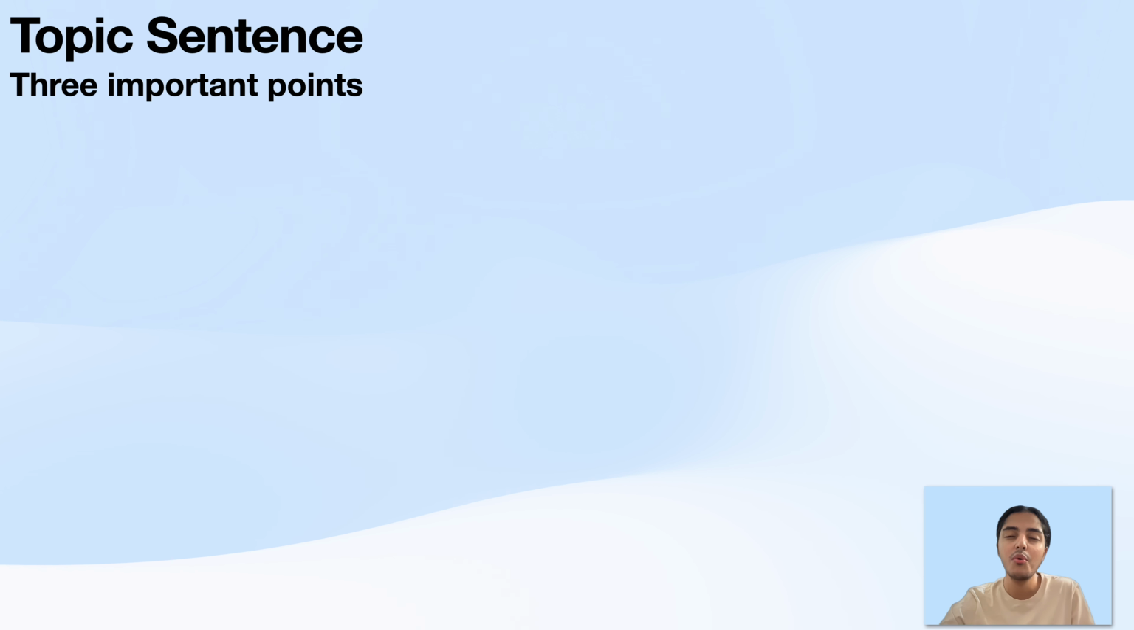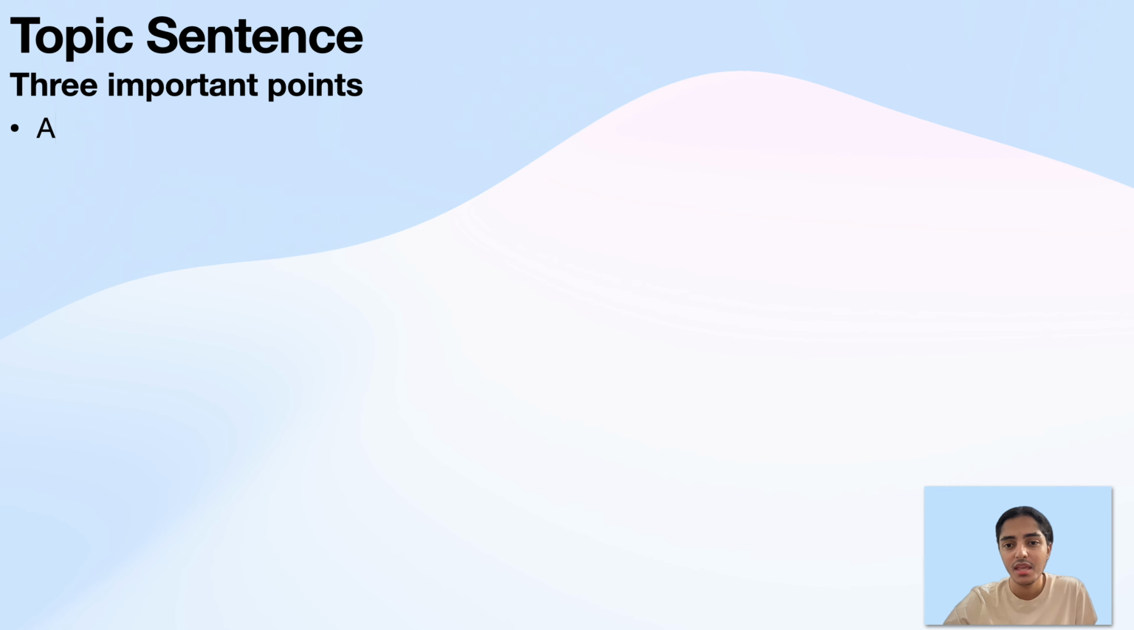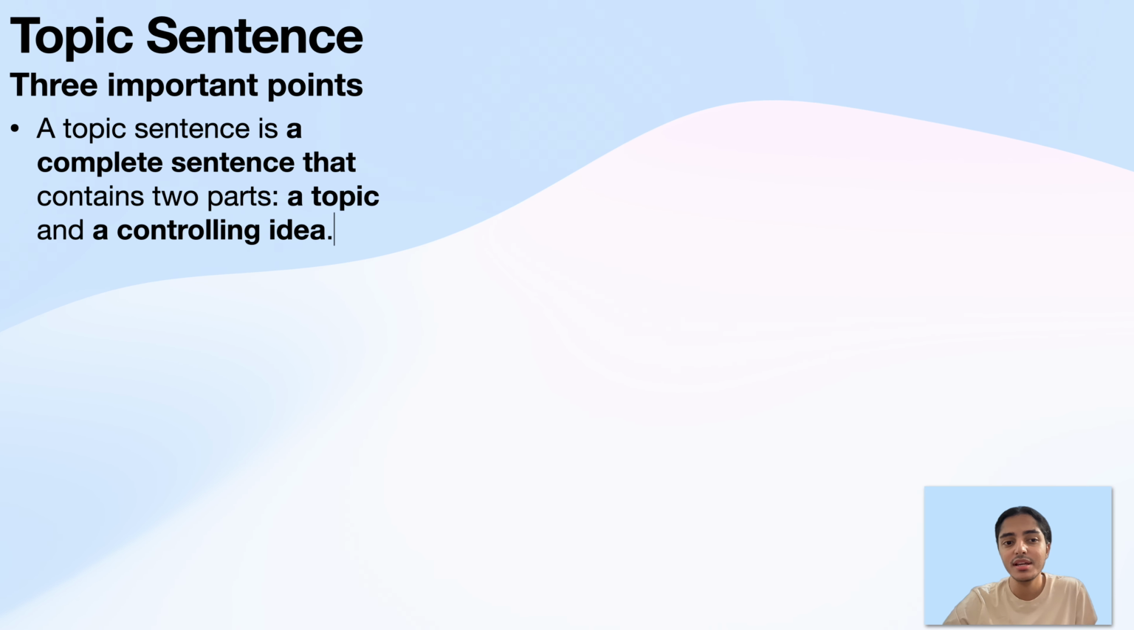We know what a sentence is. A sentence is a collection of words that has a single idea or a complete thought, and it has a verb and subject, or a subject and verb, because the subject comes first. So a topic sentence is a complete sentence that contains 2 parts, a topic and a controlling idea. We know what the topic is, but what is the controlling idea? The controlling idea is like how we restrict that topic.